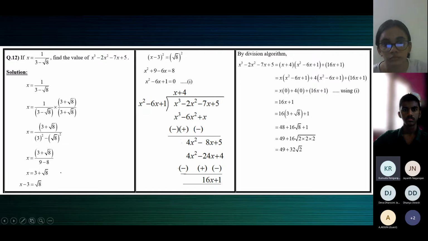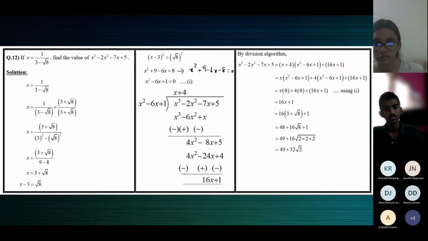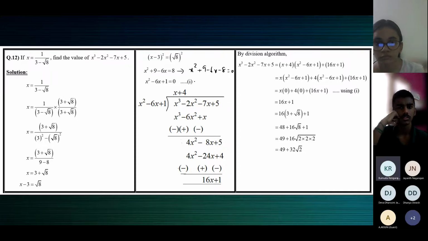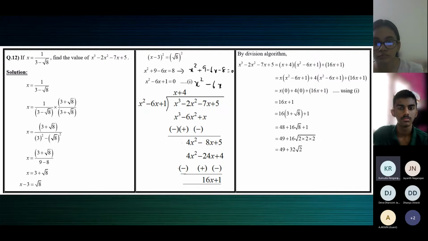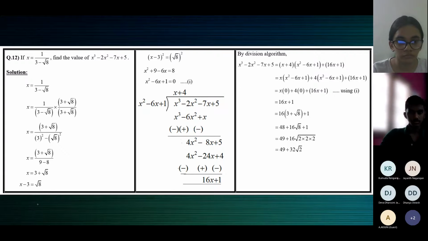Now at this stage, take all the terms to one side and equate it to 0. So after this, what happens is x squared plus 9 minus 6x minus 8 is equal to 0. So we have x squared minus 6x plus 9 minus 8, which is plus 1, is equal to 0. Now we have got the divisor. We are going to take up this expression as the divisor. This one as a dividend.